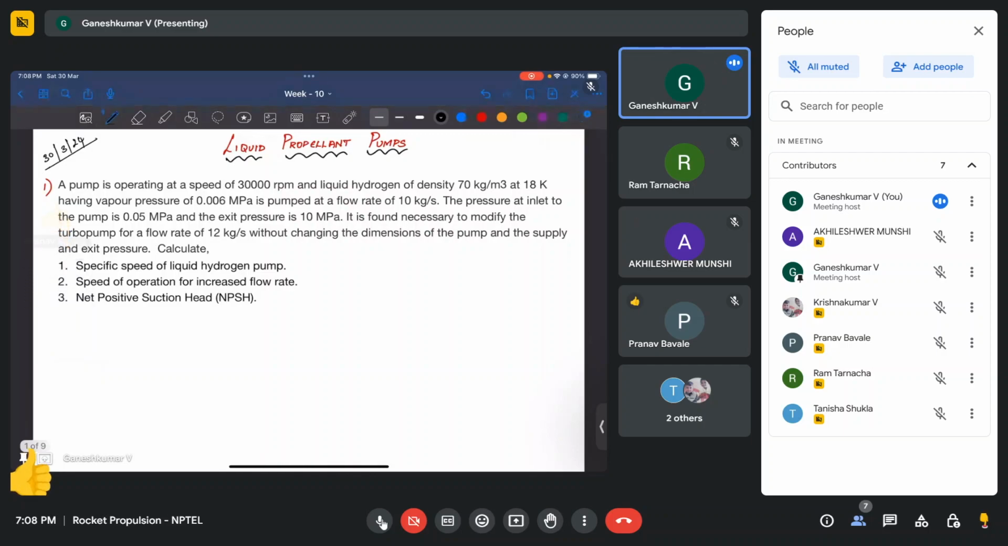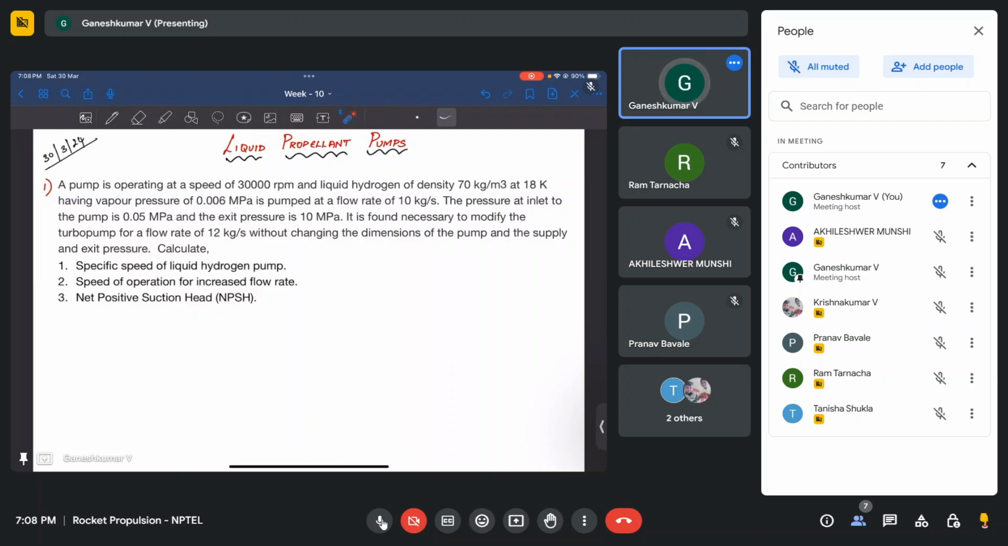The first question is going to be about the pump. So we all know that if we are dealing with liquid propulsion systems, liquid rocket engines, there's going to be a tank and there's going to be a pump which is going to provide the propellant at a certain pressure. So today in these questions we are going to focus only on the pump.